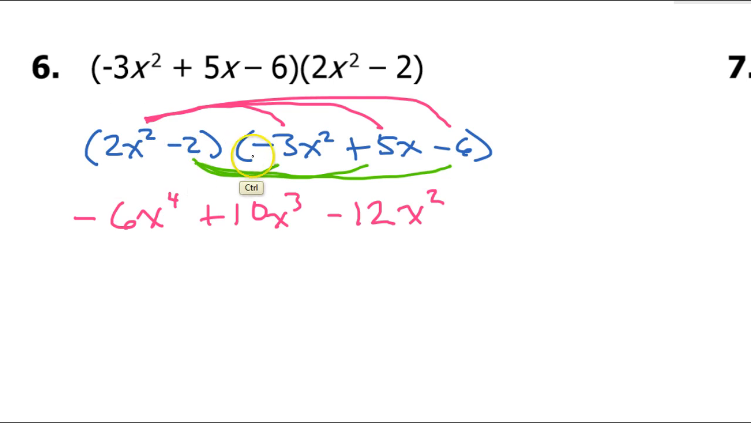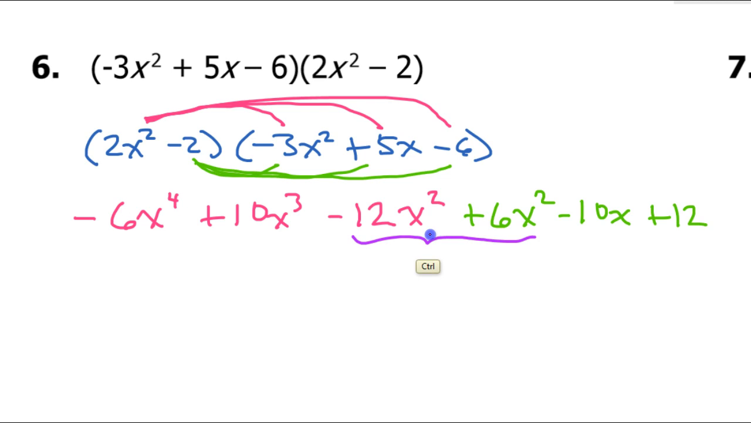Okay, negative 2 times negative 3x squared is positive 6x squared. Negative 2 times 5x is negative 10x. And then negative 2 times negative 6 is positive 12. Okay, notice that we do have a pair of like terms right here. These will need to be combined.